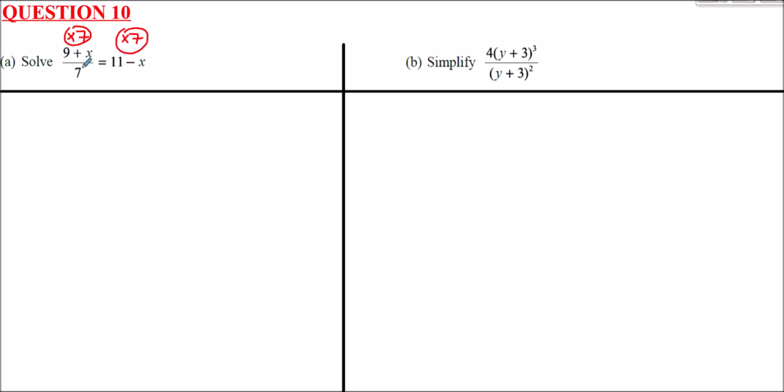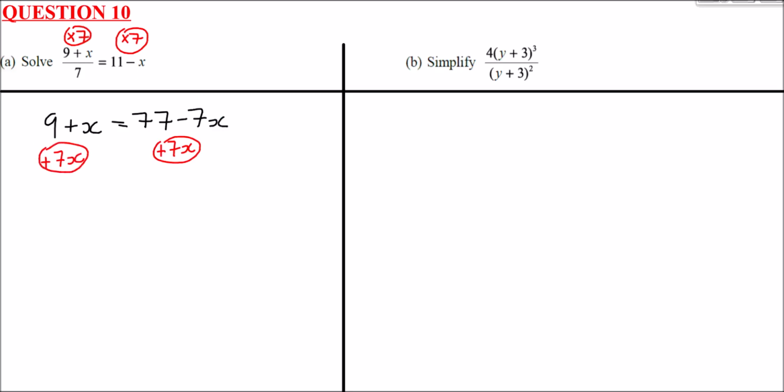So 9 plus x, divided by 7, times 7 just gives us 9 plus x. On the other side, we need to multiply everything by 7. So 11 times 7 is 77. Minus 1x times 7 is minus 7x. We've got x's on both sides of the equation. We're always going to try and eliminate the smallest amount of x's from one side. So what's smaller, 1x or minus 7x? Well, minus 7 is a smaller amount. So I'm going to eliminate the minus 7x by adding on 7x to both sides.